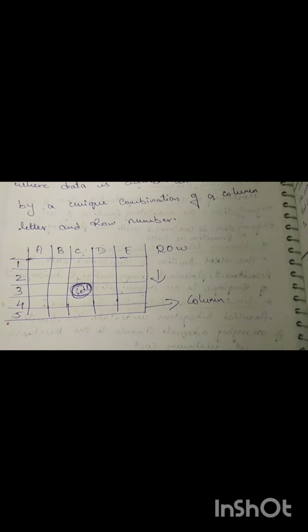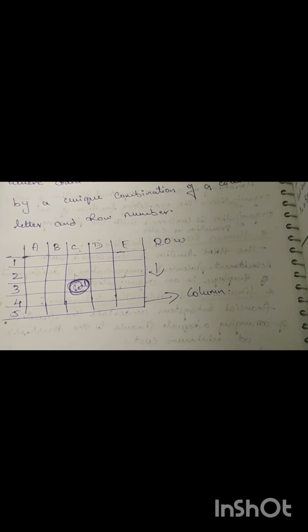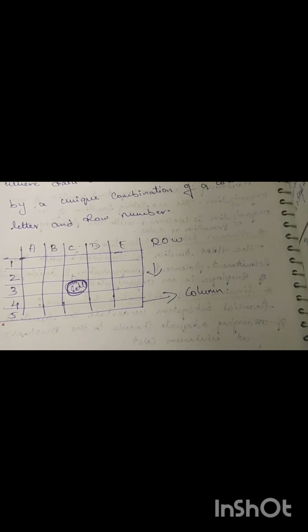Here I have mentioned a cell that is column C and row 3. So cell reference and cell address: the cell address is your column C, the cell reference is your row. So this is an example of column and row, the intersection of a cell address and cell reference.